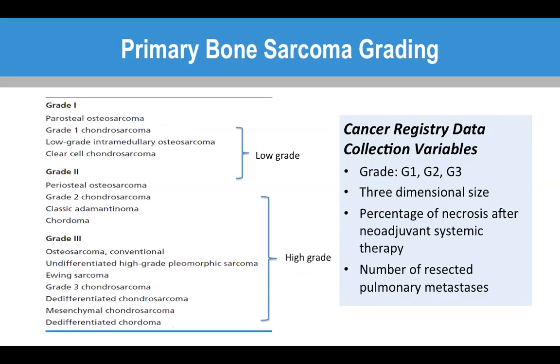Grade 2 includes periosteal osteosarcoma, grade 2 chondrosarcoma, classic adamantinoma, and chordoma. So the high-grade tumors, as we mentioned, are conventional osteosarcoma, UPS, Ewing sarcoma, grade 3 chondrosarcoma, dedifferentiated chondrosarcoma, mesenchymal chondrosarcoma, and the dedifferentiated chordoma. These are all high-grade.